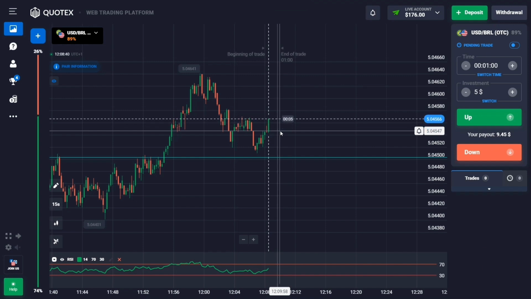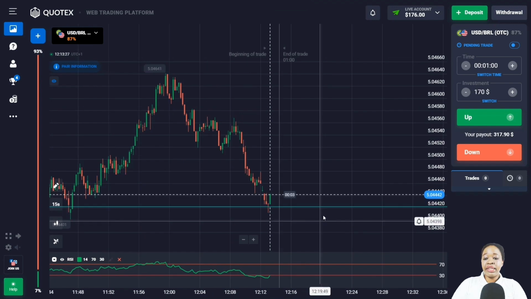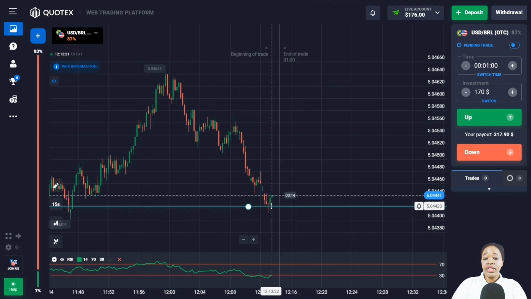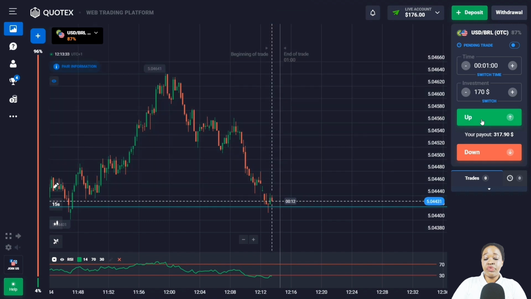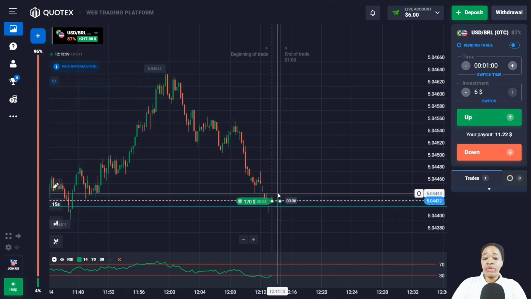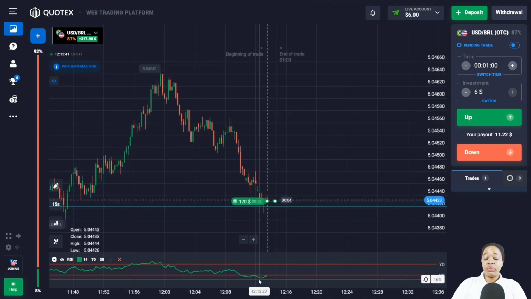So let me continue. Here at the bottom, I have the support level. Additionally, I can observe that the green candlesticks are beginning to form at this level. So here I'm going to open a 1 minute long trade. There is bound to be a reaction from the support level, causing the price to move upward.